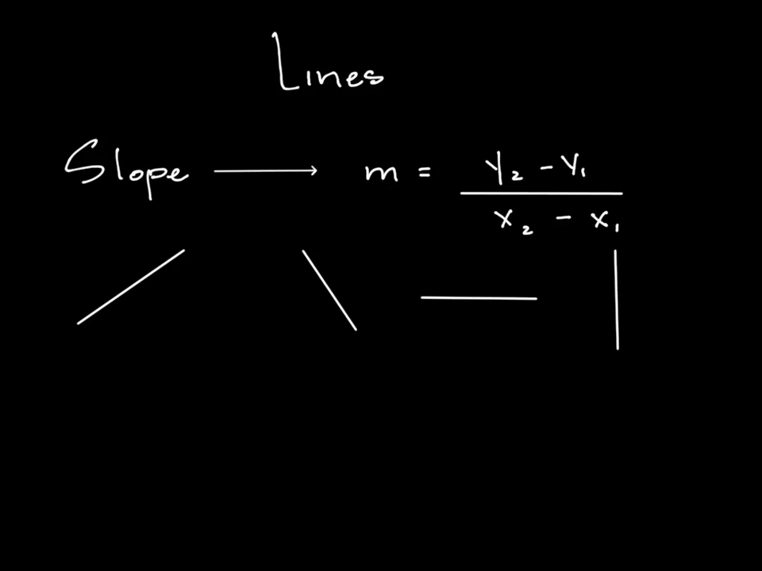We have several options. If a line goes up to the right, we would say it has a positive slope. If it goes down to the right, a negative slope. Any line that is horizontal is a slope of 0. So in other words, the rise is going to be 0. So we would get 0 over some number. And lastly, a vertical line has an undefined slope because it doesn't have any run.